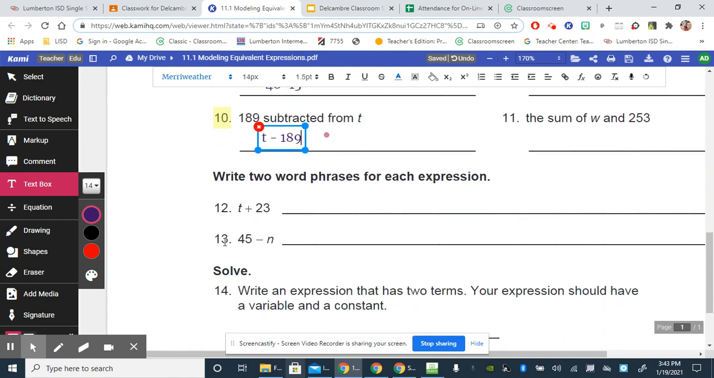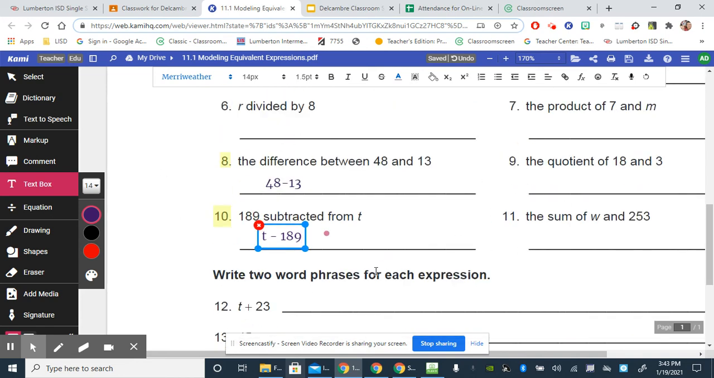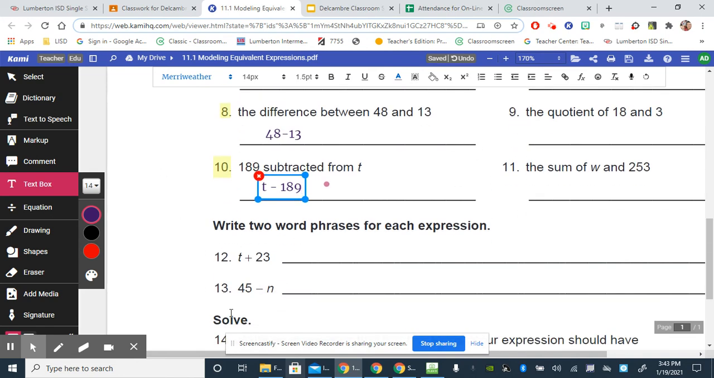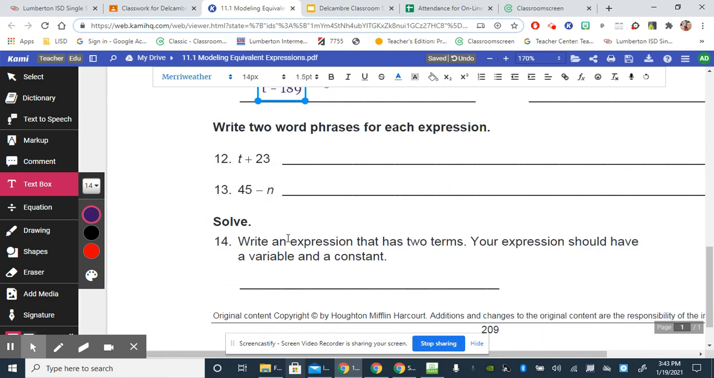Now, 12 and 13, you're going to write with words, just like up here, what this would be and what this would be. And number 14, you're going to write an expression that has two terms. Your expression should have a variable and a constant. Variable and a constant. So that does it for me today.